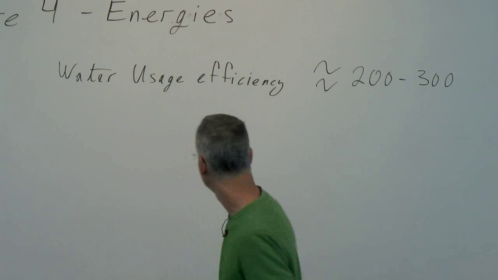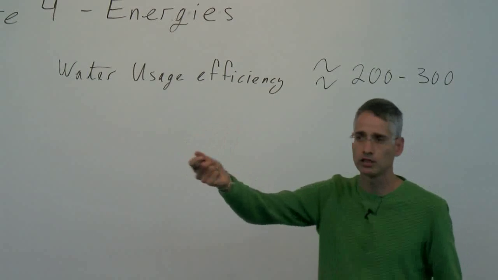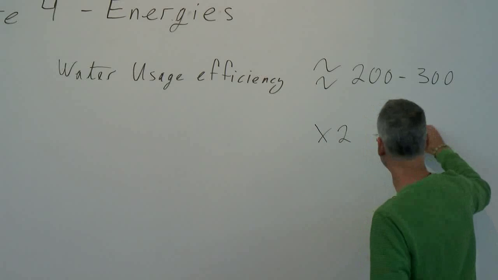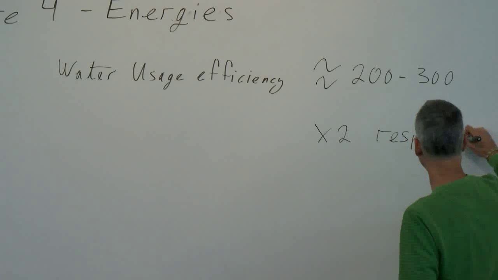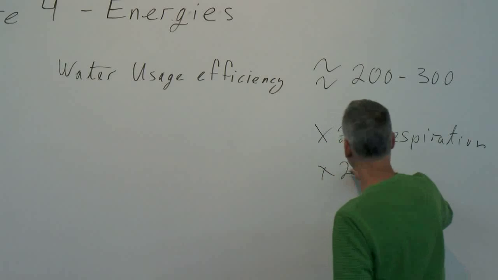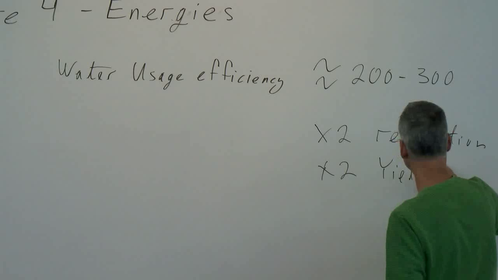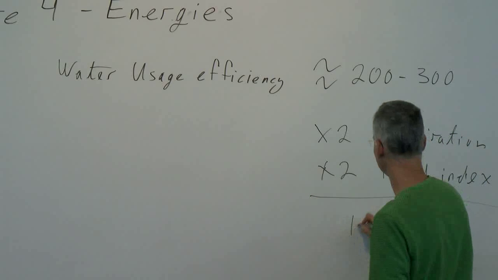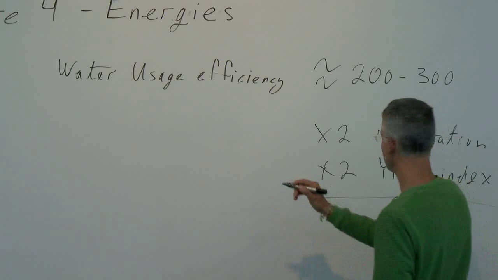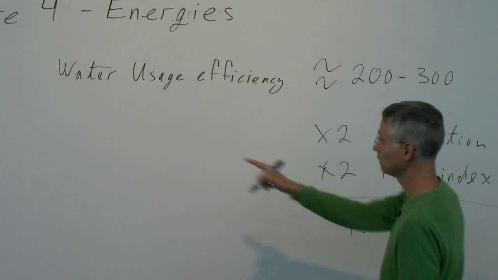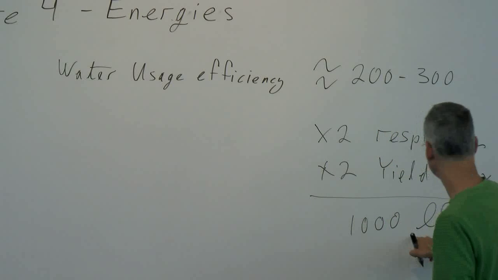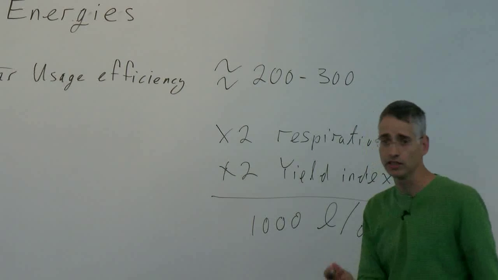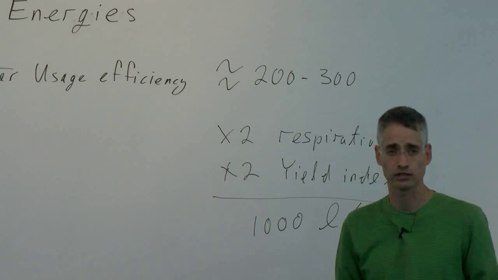Okay, quite amazing. Now, this would give us the carbon that has been stored. You remember that we had a factor of 2 due to respiration that would be lost. We had another factor of 2 coming from the yield index. So going to grains, I have a factor of about 1,000 here. That means that I need about 1,000 liters to give me 1 kilogram. So 1,000 liters per day per person. That's roughly how much water you need to invest.